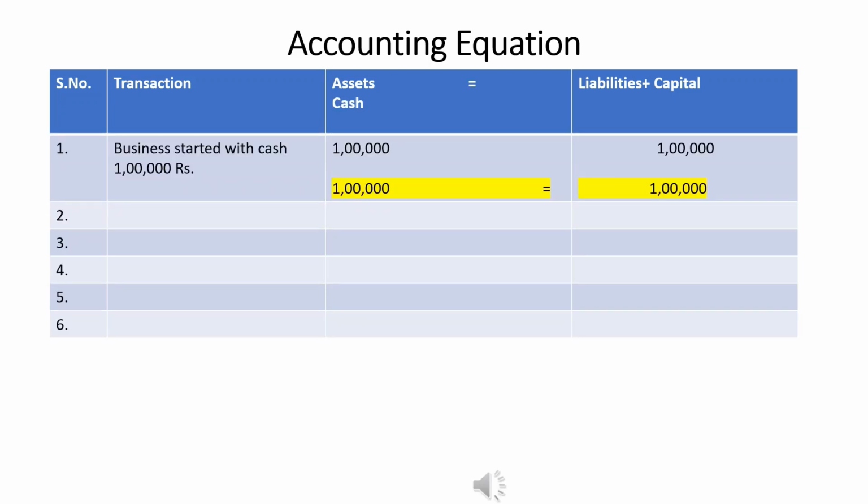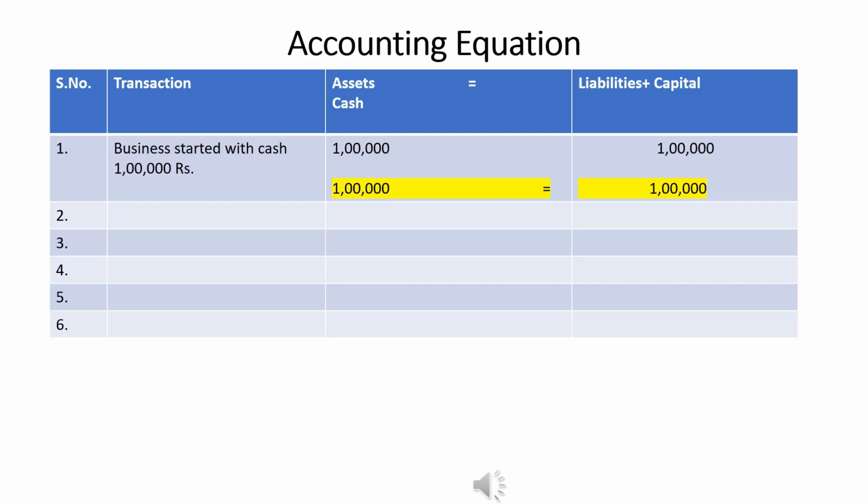So the first transaction says Rohan started business and brought in 1 lakh as capital. Now solving this equation in the format that we just discussed, under serial number I'm writing 1. Under transaction, business started with cash 1 lakh rupees. So here when the business is being started with cash, that means we are having an asset worth rupees 1 lakh in the business that we can put under the assets. So here I have written cash under the assets because now we have created one asset for the business, which is cash. And under cash I'm writing 1 lakh rupees.